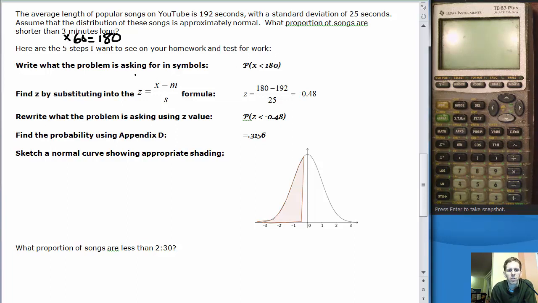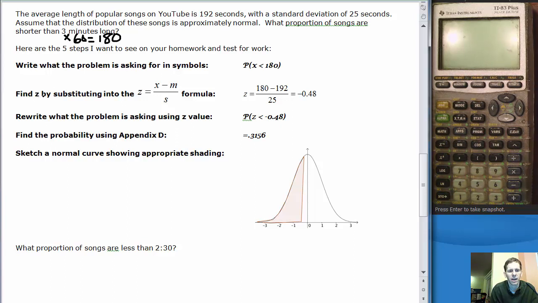The first step I want you to do is write what the problem is asking for in symbols. This problem is looking for the proportion of songs shorter than 3 minutes long, so we're looking for the probability that our song length x is less than 180 seconds. I'm going to use the same units that we use for the mean, or the average, and the standard deviation.